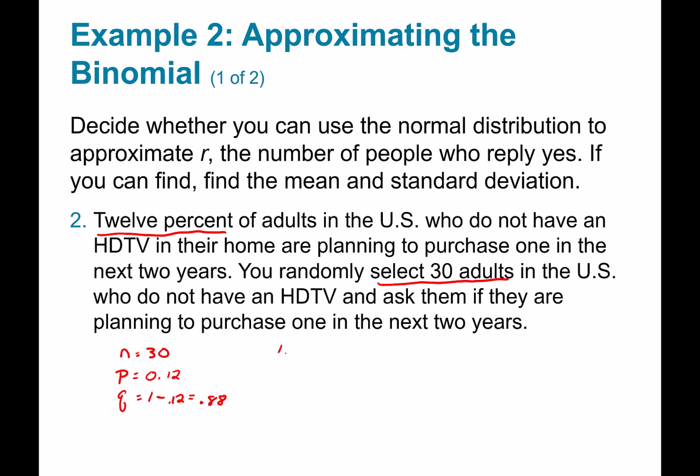So same thing, we check N times P. So N times P is 30 times 0.12. And we get 3.6. All right. So red flag, this is strictly less than 10. And so because this is less than 10, we're done. We cannot use the normal approximation.